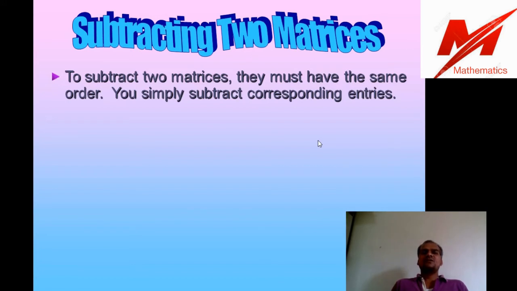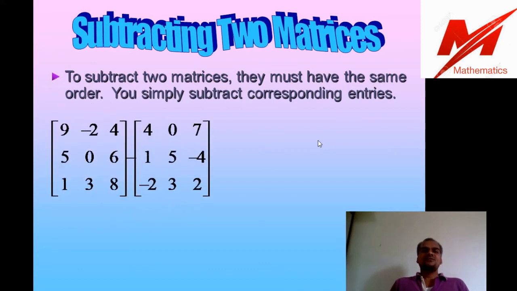Similar to addition, we are doing the subtraction. Here we have to subtract corresponding entries, or corresponding elements, of the matrices. So the condition is the same as addition, and the order of the matrices must be the same in this case. Similarly to addition, to subtract two matrices, they must have the same order. You simply subtract corresponding entries. Now we are going to see the example.